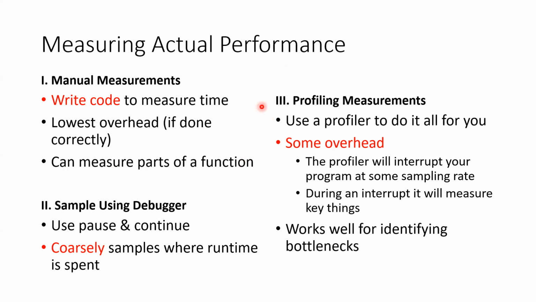Or you can use a profiler to do everything for you. This will cause some overhead because the profiler will interrupt your program at some sampling rate, and during the interrupt, it will measure key things that it wants. It will also take up your disk quota. So if you have limited disk quota, then it's not a good idea to use, so make sure you clean up your disk quota before using this. This will work well for identifying bottlenecks when you don't know where they are.